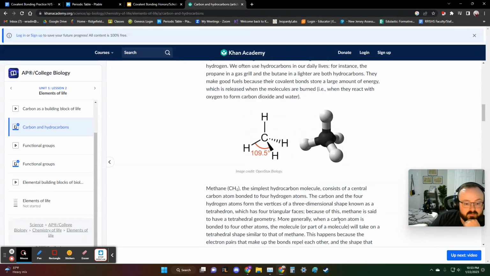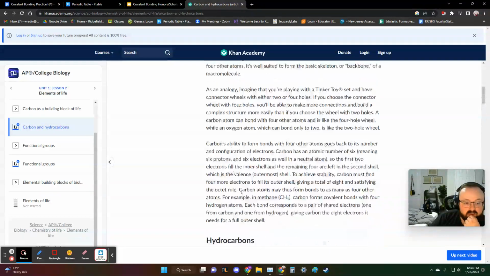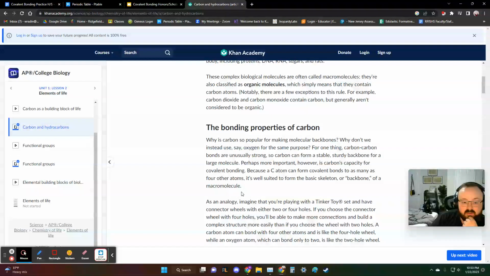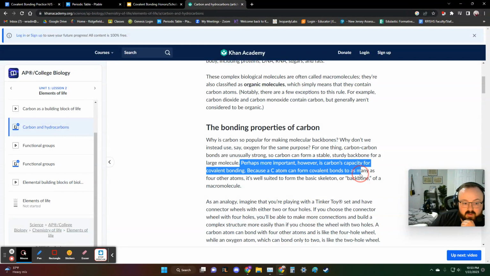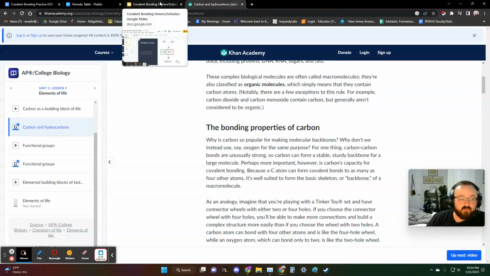When a carbon atom is going to be bonded a lot, it will make sense when you start making your compounds. Even here, carbon's capacity for covalent bonding can form covalent bonds to as much as four other atoms. It's always going to have something like that. Carbon will always have four bonds, and that's what makes it so versatile.